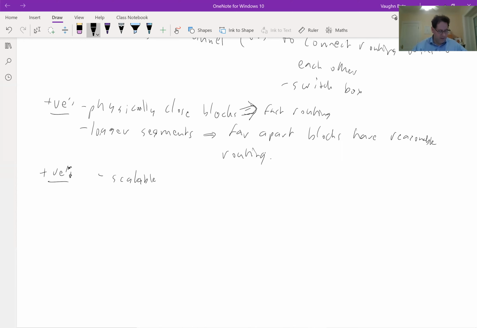To show that, I'm going to do a Rent's rule analysis, just like we did for hierarchical FPGAs. So let's consider an M by M array of logic blocks. I just made an arbitrary variable M. I'm going to make an M by M array of logic blocks.